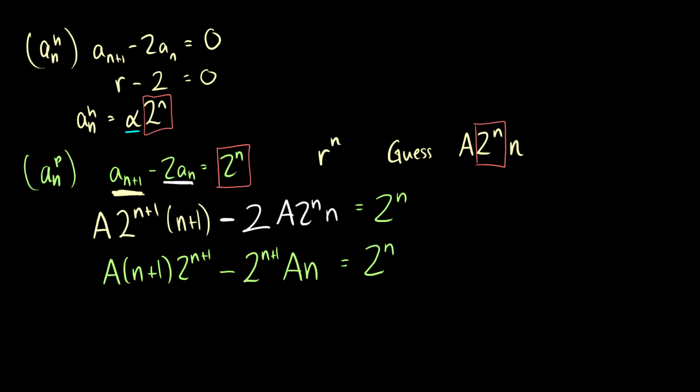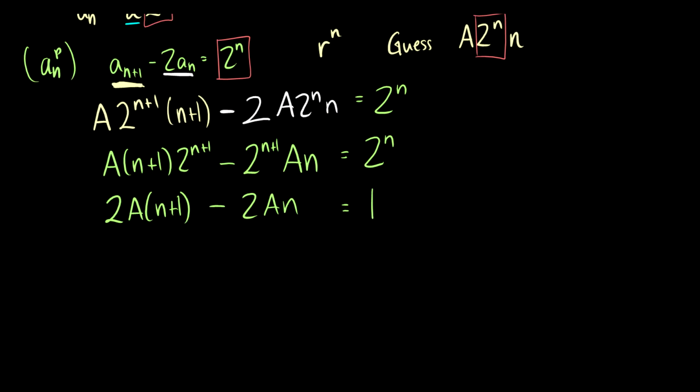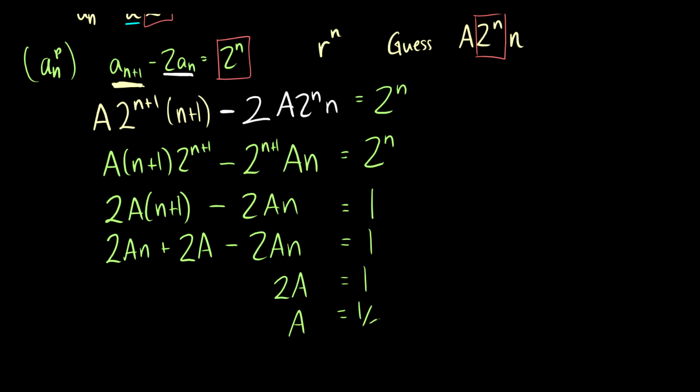So let's divide everything by 2 to the n, so that way we can reduce this right side to 1. Okay, so that means that 2a n plus 1 minus 2an is equal to 1. And because we divide 2 to the n plus 1 divided by 2 to the n, that just leaves 2. Okay, so now let's expand. 2an plus 2 times a minus 2an is equal to 1. So this means that 2a is equal to 1. So a is equal to 1/2.